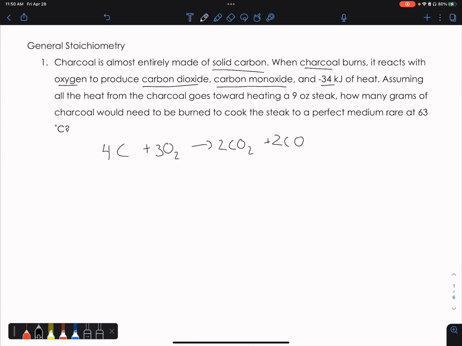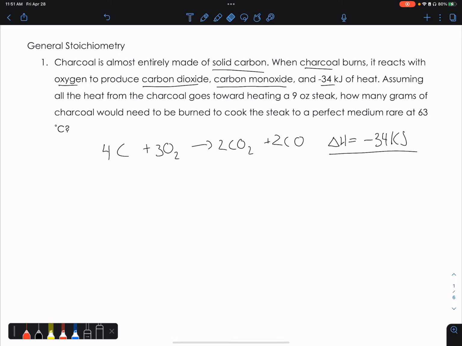Now, that's only part of it because we're also producing heat. This is delta H, which would be negative 34 kilojoules per every 4 moles of carbon or charcoal that's burnt. So this is an amount of heat that's being generated, but we don't know how much heat we need yet. We know some other stuff though.